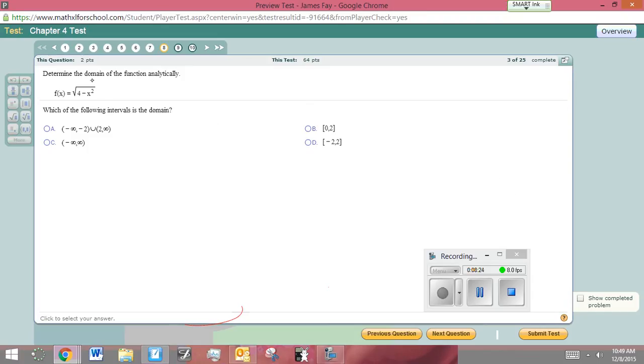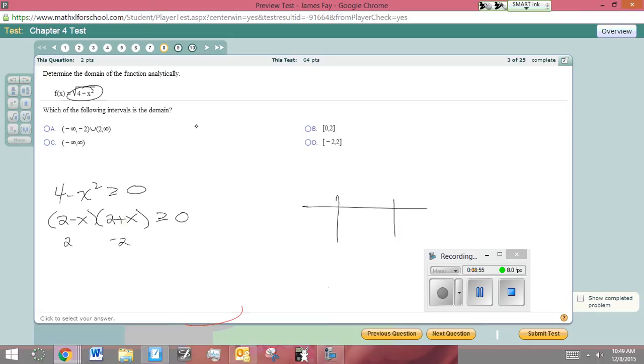Here it says determine the domain of the function analytically, so that means by hand. When we do this, what we're looking for is that this amount there, 4 minus x squared, has to be greater than or equal to 0. Well, that's (2 minus x)(2 plus x) greater than or equal to 0. That gives me roots at 2 and negative 2.